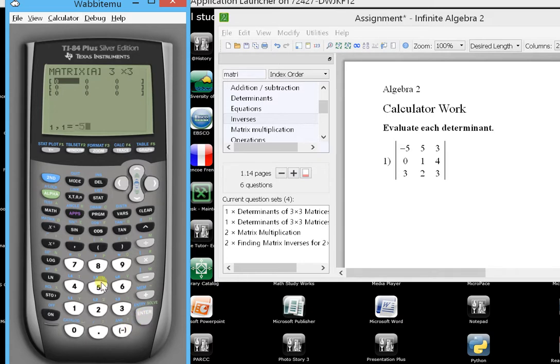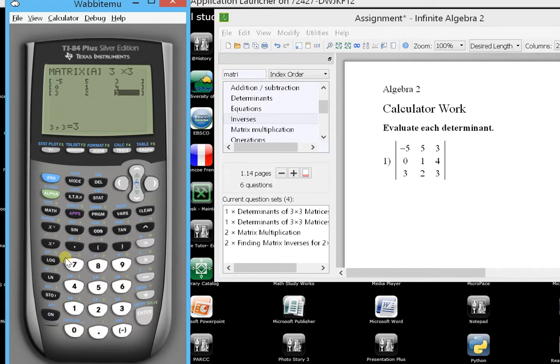So -5, enter, 5, enter. And notice how it says row 1, column 3. That's pretty cool. 3, enter. And then we have 0, enter, 1, enter, 4, enter, 3, enter, 2, enter, 3, enter. Okay, double check. Make sure everything is entered correctly. Looks like it is. Believe it or not, a lot of students make that mistake.